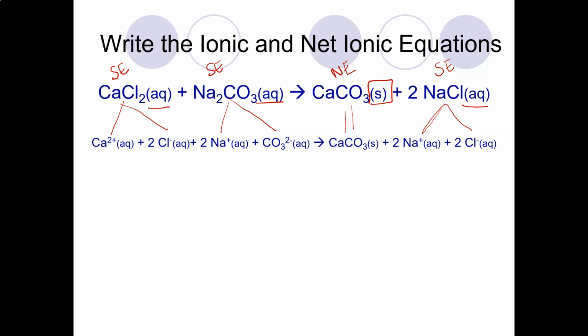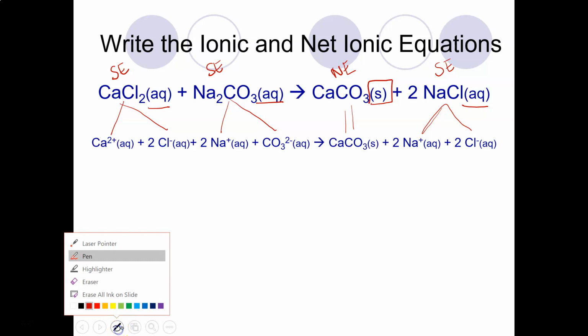So I need to make sure everything that's an ion has a charge. Yep. Not an ion. Yep. Everything has a state of matter. Aqueous, solid, aqueous. Awesome. And everything should still be balanced. 1 calcium, 2 chlorides, 2 sodiums, 1 carbonate. Awesome. That would be my ionic equation.